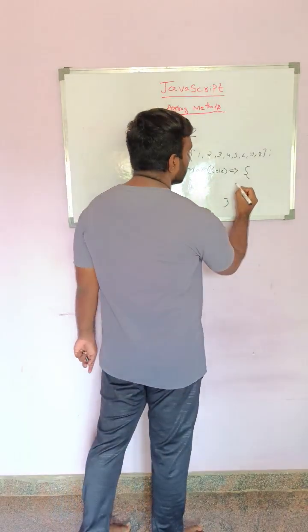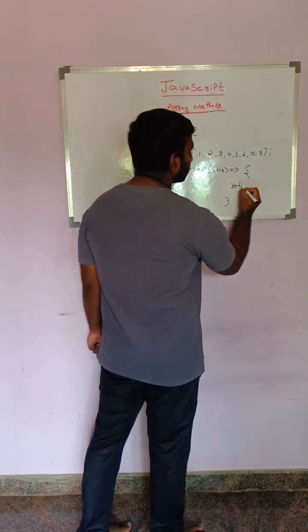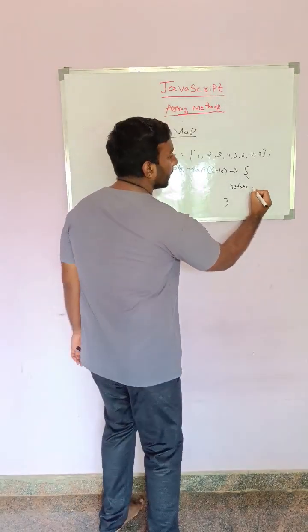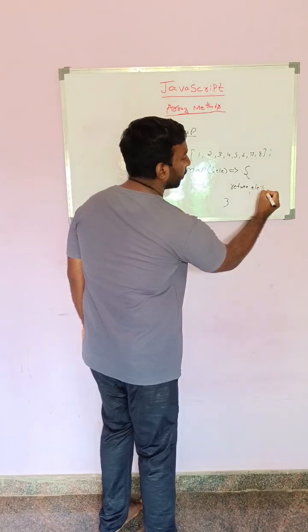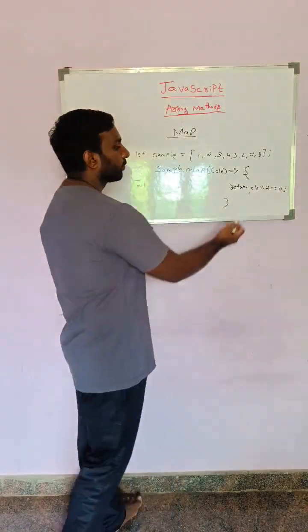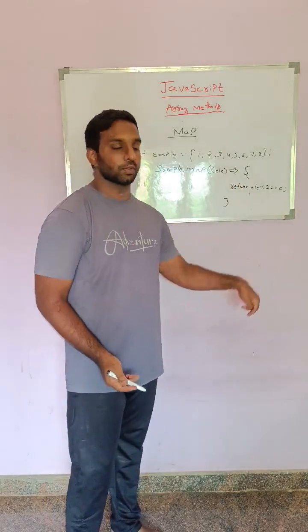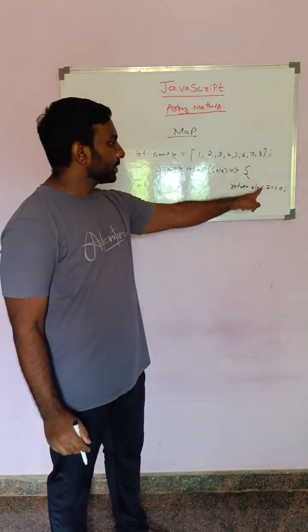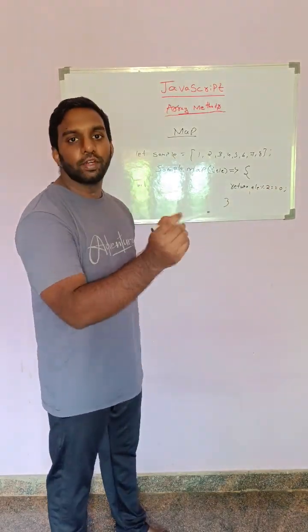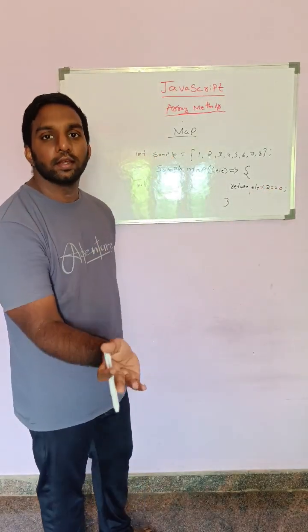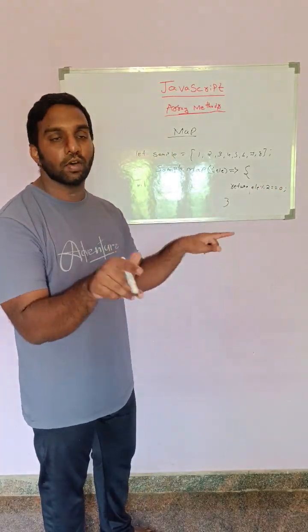So I'm going to just return element modulus of 2 equal to 0. This will return true or false. This is a boolean expression. Okay, so whatever the value, if it is divisible by 2, then it will return true. If it is not divisible by 2, then it will return false. It will store the results in the form of an array.